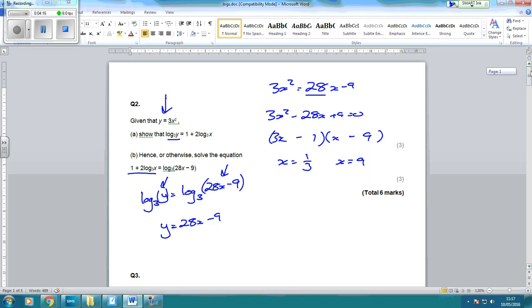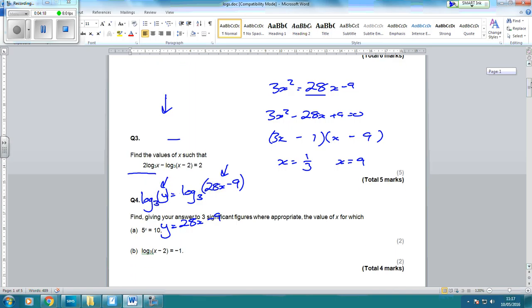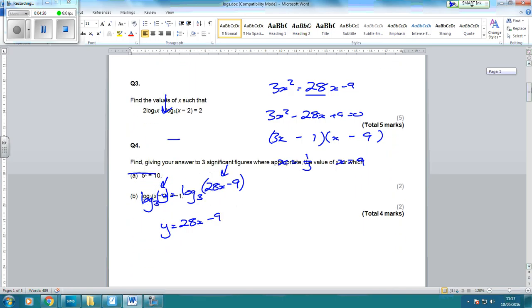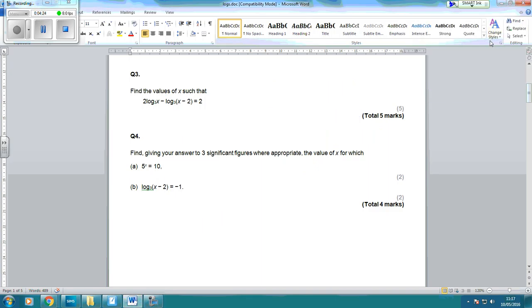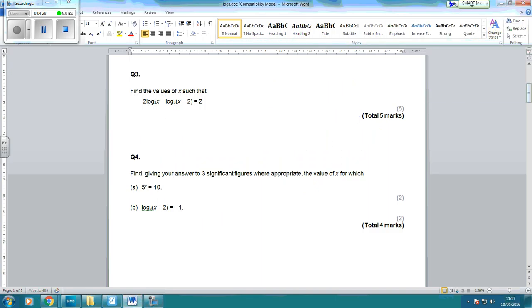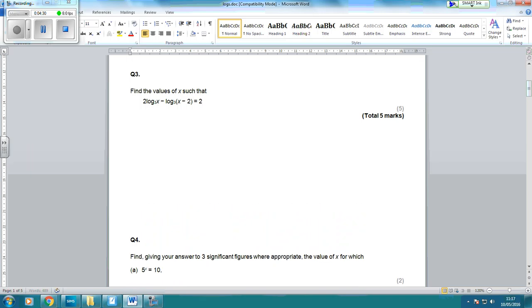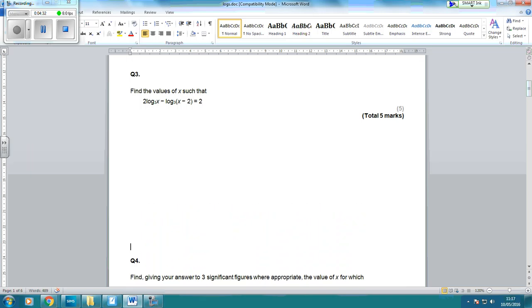Okay, let's go on to the next question. Ignore the fact that although it's the second question, it says question 3, because I've had to delete some of the questions because they weren't really log questions. So the next thing we're going to do is find the values of x such that that equals that.